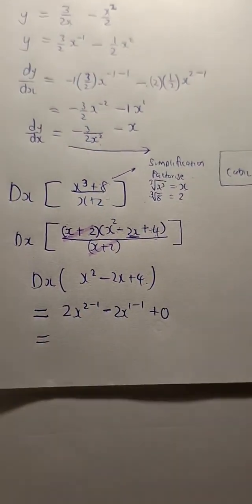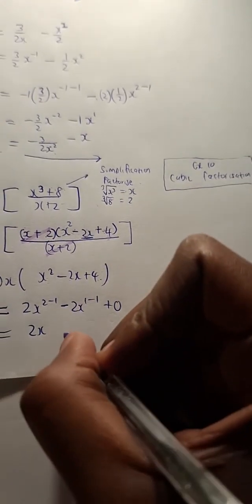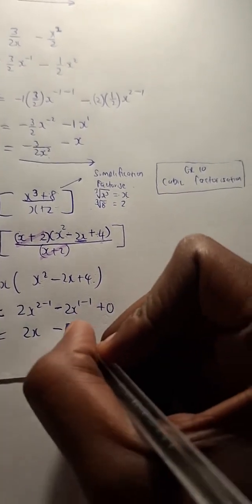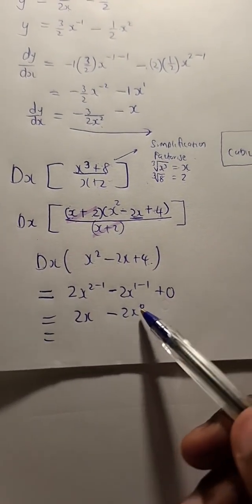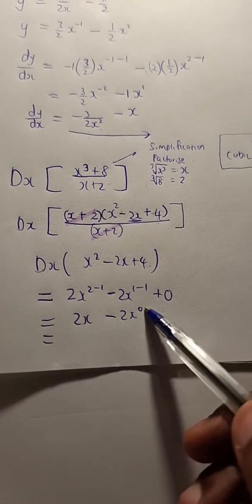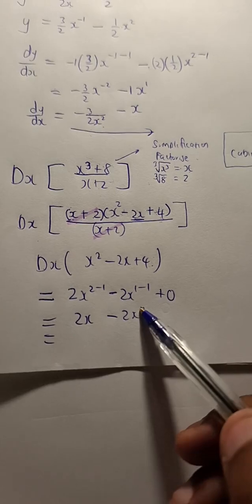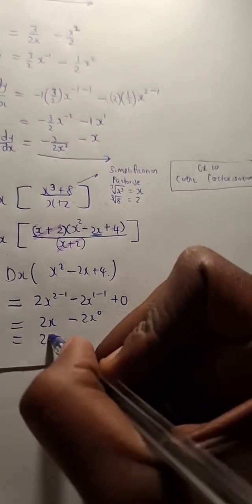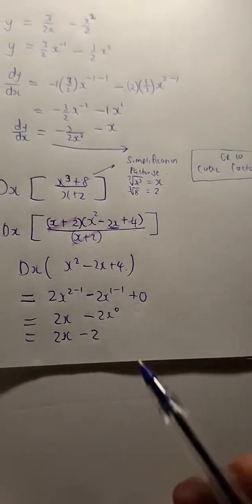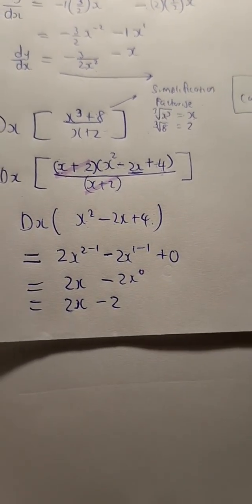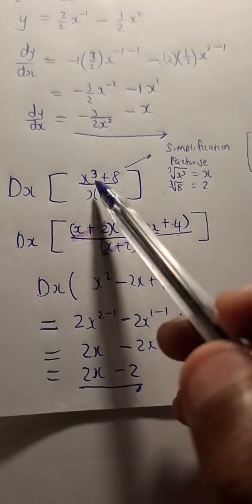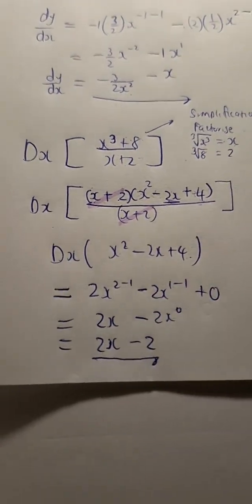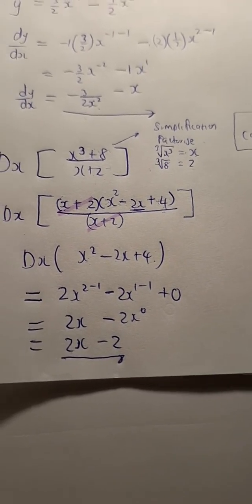Our final answer, like Naylove has just indicated in the comment section, beautifully said, thank you so much, is 2x minus 2x to the power 0. I'm just writing this out so that you can understand. Any base raised to the power 0, that variable is the only one being affected by this 0. We say 2x minus what? 2x minus 2, because x to the power 0 is 1. Okay, so that's our final answer. That is the derivative of x cubed plus 8 over x plus 2. All right, any questions?